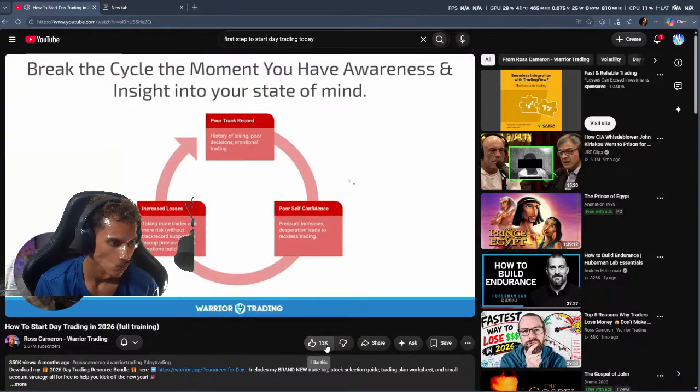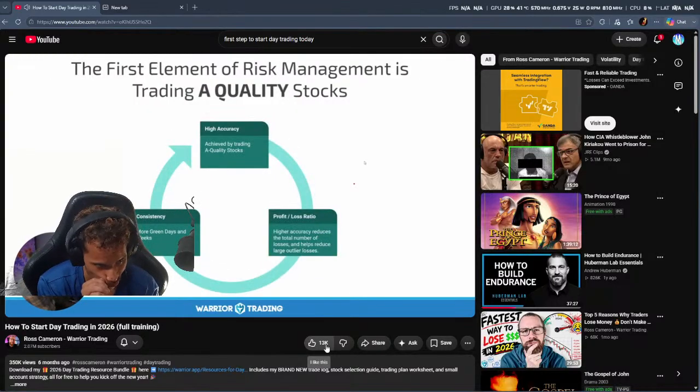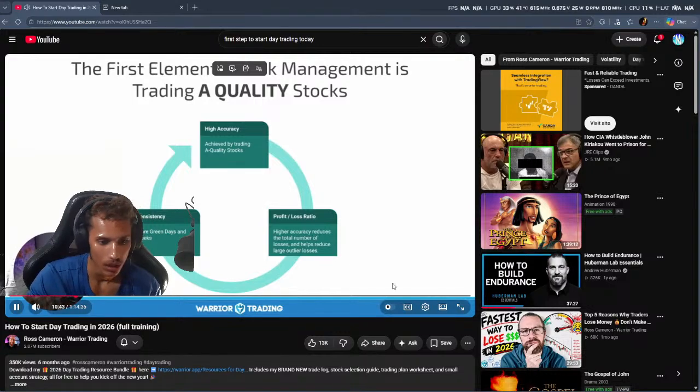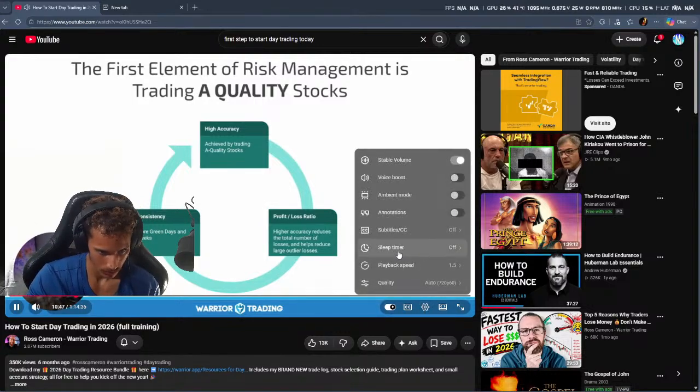Well, I think number 1, developing an awareness of the tendency to fall in this cycle is probably the first step. The way to break the cycle is interesting. It's by focusing on high-quality stocks. Now, trading high-quality stocks, to me, is one of the best forms of risk management. You might not think of that initially as a form of risk management. Shouldn't risk management just be choosing to risk less money? Well, sure, that's one way to look at it.